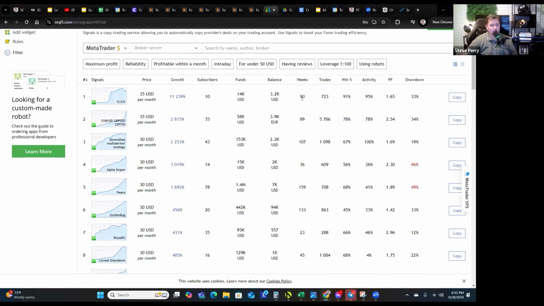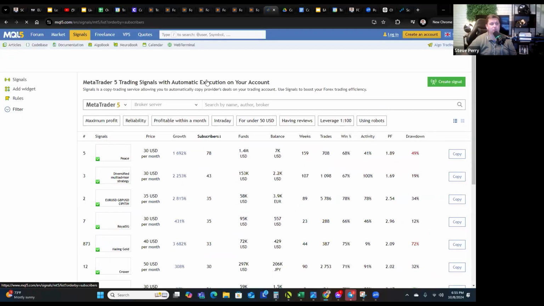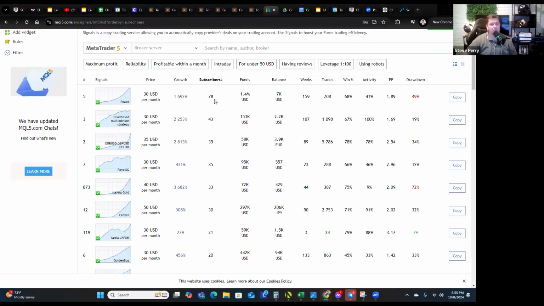And let's say you want to trade something, you can actually filter by subscribers. This one has got the most subscribers, 78 people subscribed to this copy trader. Here's what's crazy about these. This has $1.4 million under management, but the actual sender account only has 7 grand on it. So a $7,000 account is commanding $1.4 million.